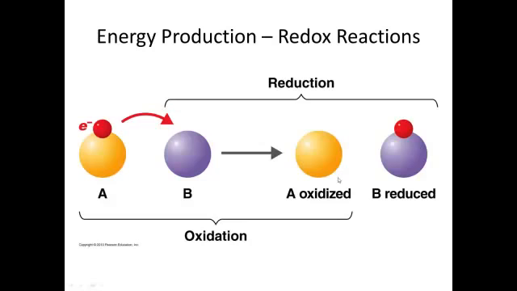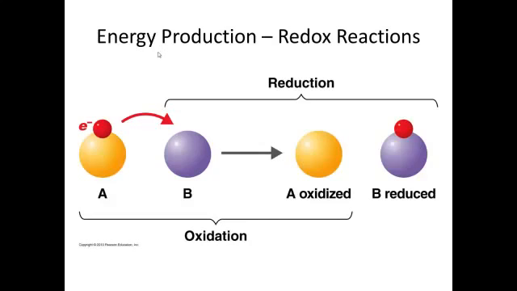In this process, A is oxidized, B is reduced. Energy has been transferred with the transfer of the electron. This can also happen when you transfer a hydrogen. Remember, a hydrogen is an electron and a proton, so sometimes the proton comes along for the ride with the electron. In the process, you get passing of energy from one molecule to another.